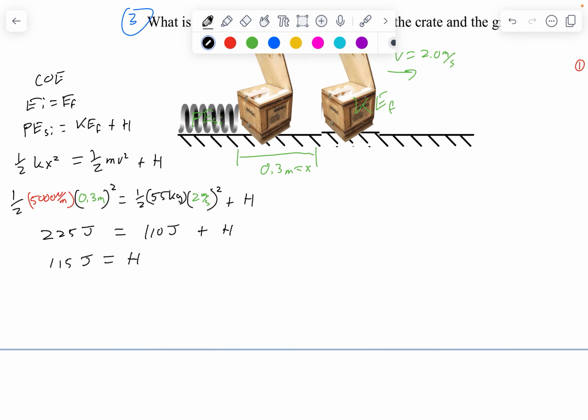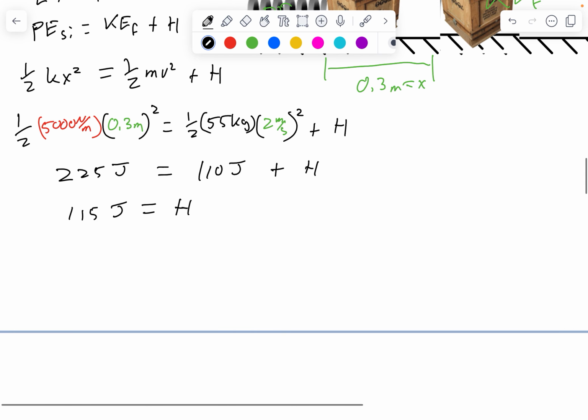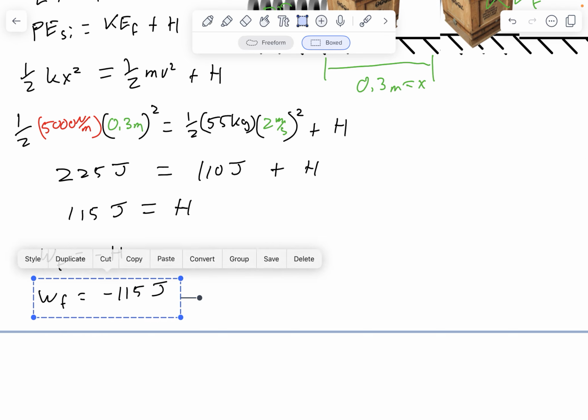That thermal energy is created by friction doing work to take away mechanical energy. If we got this 115 joules of thermal energy, that's exactly how much work friction did to take out that energy. Remember, work can be positive or negative. Positive work adds energy, negative work takes it away. So the work done by friction is negative 115 joules. This is what I got for part number 2.